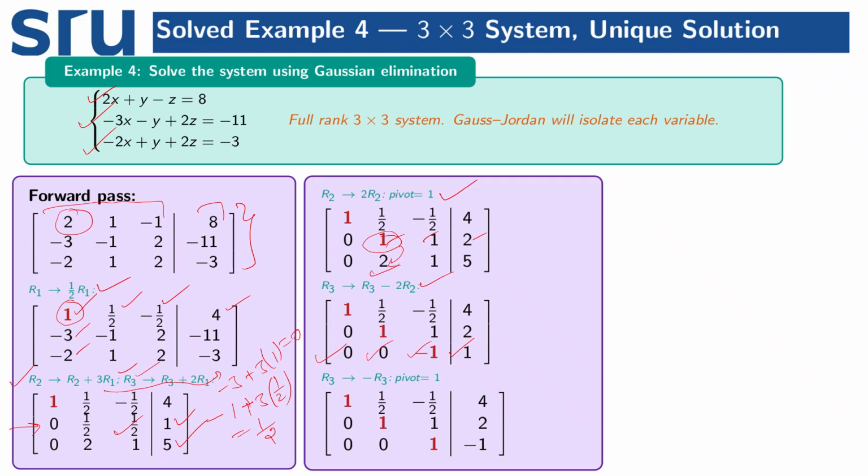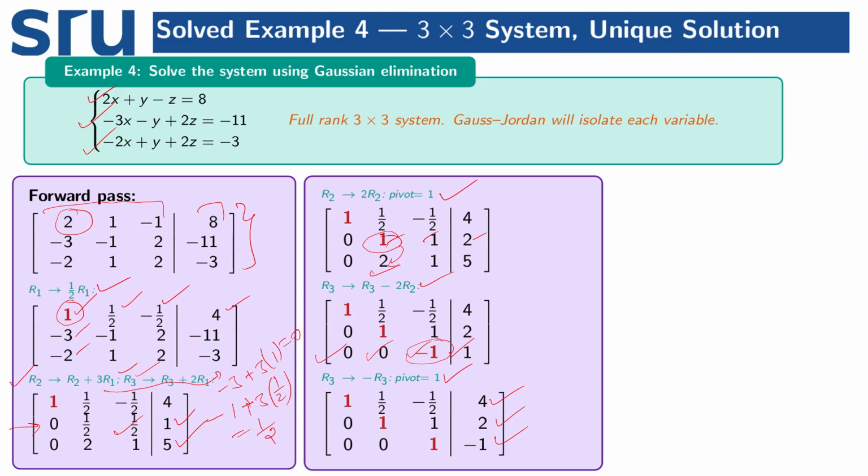Next is row 3, in which the first non-zero entry is minus 1. Now we make this pivot entry equal to 1, so we multiply it with minus 1 so that it becomes 1 here. So the final matrix reads as 1, 1 by 2, minus 1, minus half, 4 in the first row, then 0, 1, 1 and 2 in the second row, and then 0, 0, 1 and minus 1 in the third row.